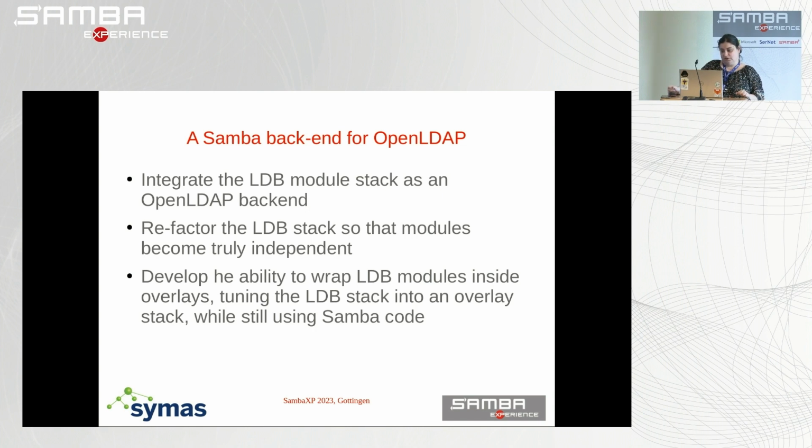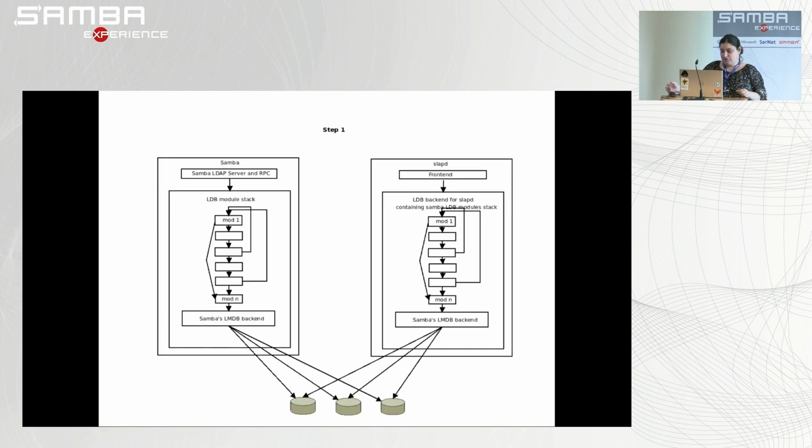And if that doesn't prove enough, then we might decide if it's plausible to wrap the LDB modules inside separate overlays, or even rewrite some of the overlays in OpenLDAP if that proves to bring us some performance increase. But basically, this approach uses the Samba code wholesale, whereas before we were just using occasional functions for encoding and data structures. Now we have to load libsamba in order for this to work. So yeah, this is the first step that we're currently working on.